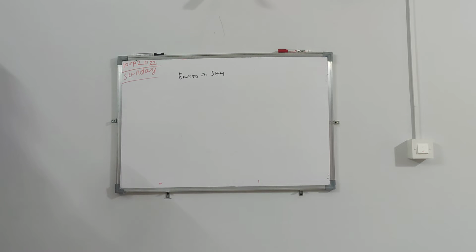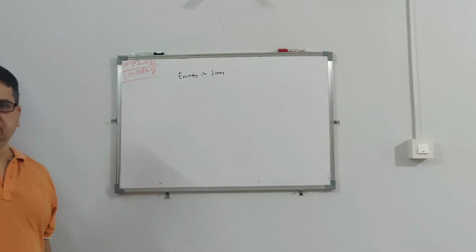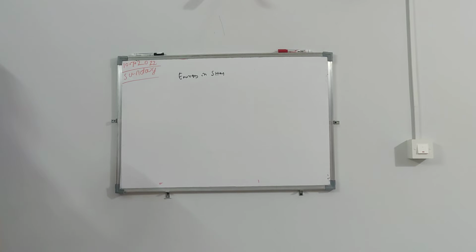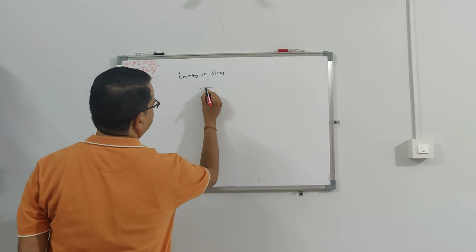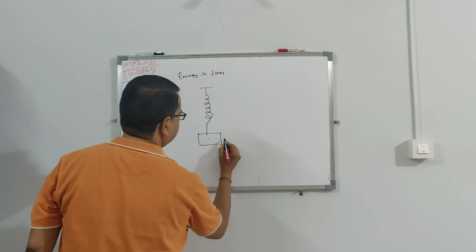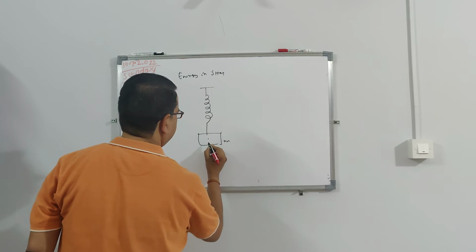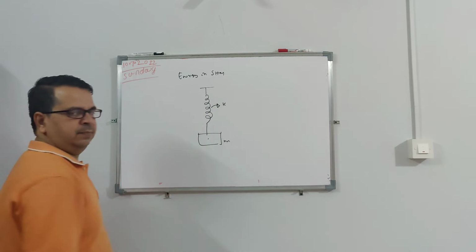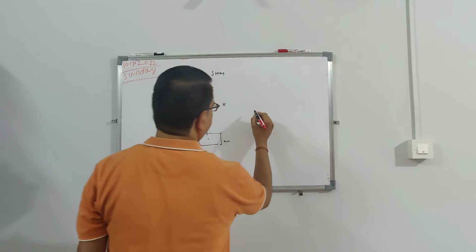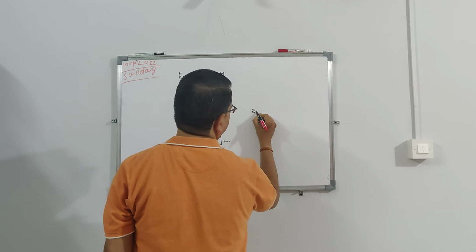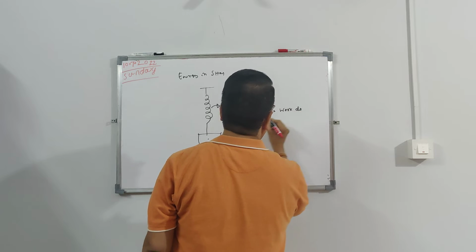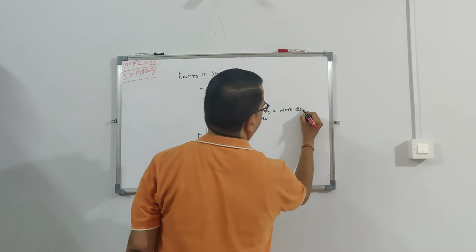So for a spring mass system, the energy is equal to the potential energy. Suppose you have a spring mass system. So you have a mass m, and then you have a spring of stiffness k. So the energy of this is nothing but the work done on the system. So energy stored is equal to work done on the system.